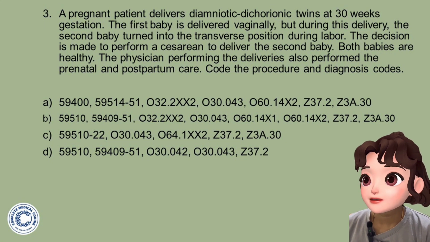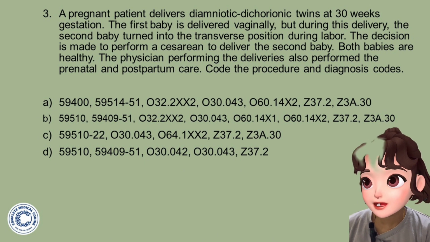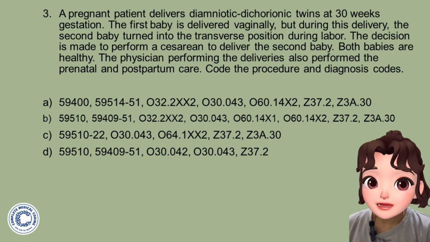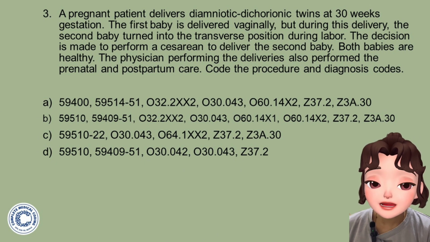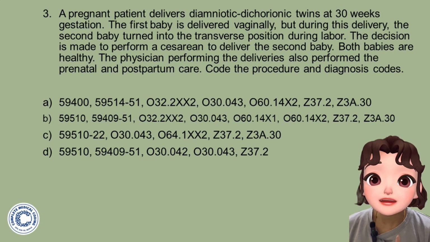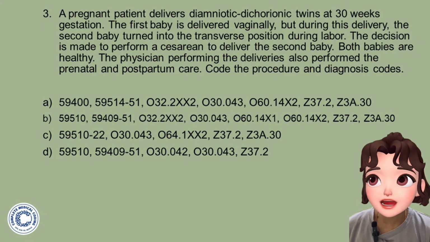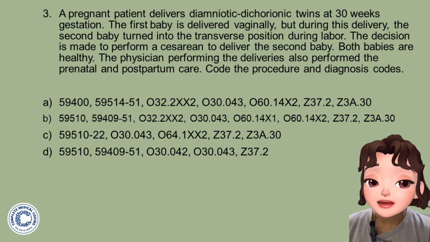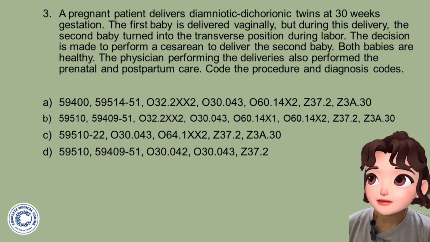This is an important question, so you have to read the question carefully and understand what is mentioned in the question. So here, it's a delivery of twins, right? The patient is at 30 weeks gestation. The first baby is delivered vaginally, okay? But during the first delivery, what happened? The second baby turned into the transverse position so that normal delivery is not possible. So the second baby has been delivered through C-section, cesarean delivery. But nothing happened to both the babies. Both the babies are healthy. The physician also performed prenatal and postpartum care.